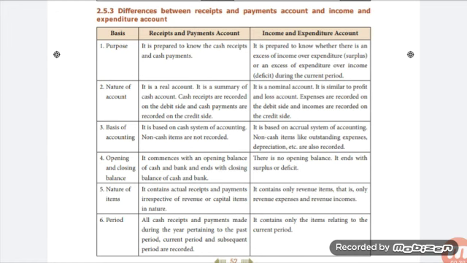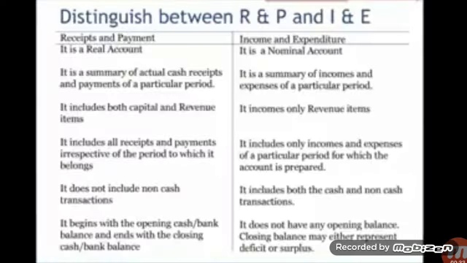Okay children, let me explain once more. Receipts and payments account is a real account, but income and expenditure account is a nominal account. Receipts and payments account is a summary of actual cash receipts and payments of a particular period. Income and expenditure account is a summary of income and expenses of a particular period. Next point. Receipts and payments accounts include both capital and revenue items, but income and expenditure accounts include only revenue items.